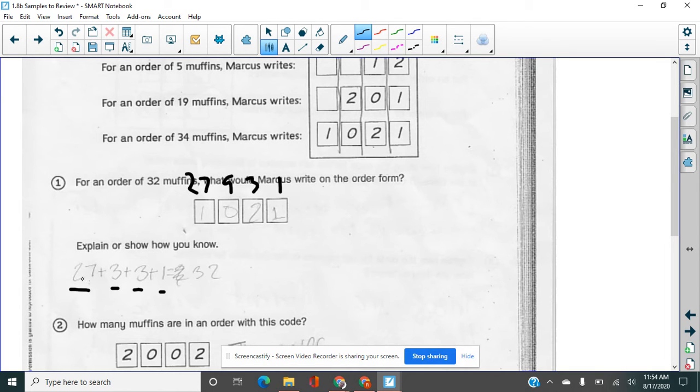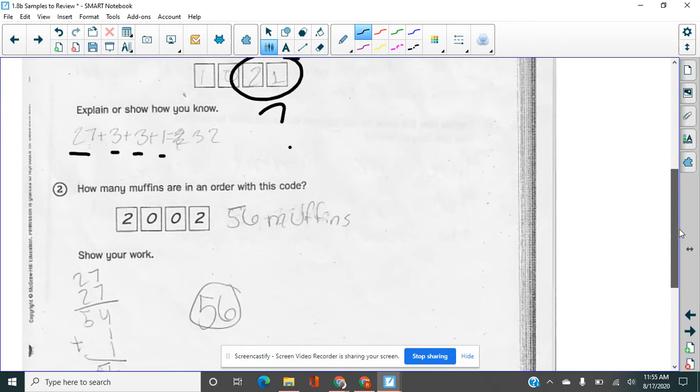But as I look at this, 27 plus 3 equals 30, plus 3 more equals 33, plus 1 more equals 34. So we actually have a problem in our calculation. So something here isn't quite right. So this student would want to go back and work on this problem a little bit more to figure out why they have that. Okay.